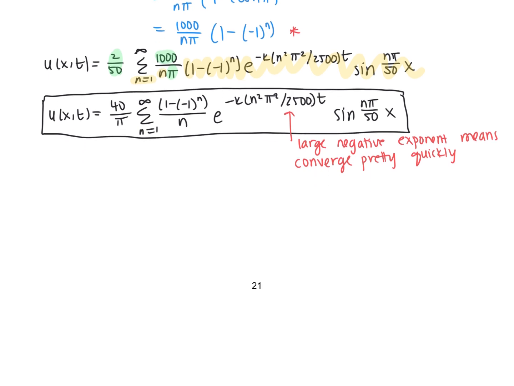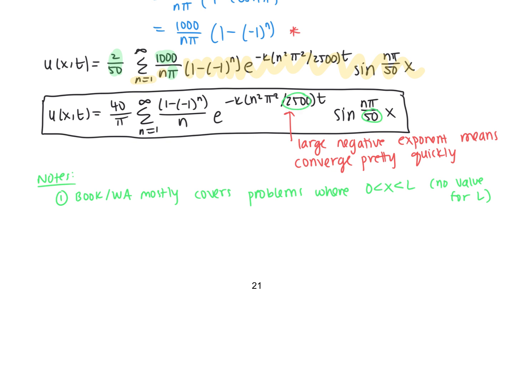Okay, so we have a figure to look at on the next page, but before we look at that figure, there's a few quick notes I need us to write down, or things that I need us to know. The first one is that your book or WebAssign mostly covers problems where x is between 0 and L. So you're not going to be given a value for L. So your solution would just be in terms of L, and it wouldn't have a number in it like that 50 or that 2500.